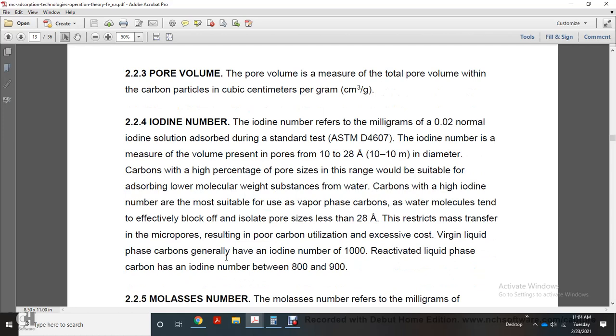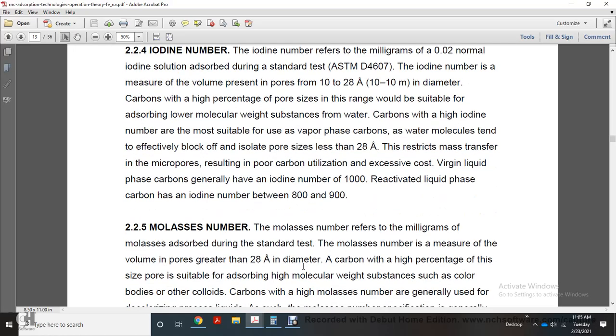In carbon, water molecules tend to effectively block off isolated pores smaller than 28 angstroms. This restricts mass transfer into micropores, resulting in poor carbon utilization and excessive costs. Virgin liquid phase carbons generally have an iodine number of 1,000, and reactivated liquid phase carbon an iodine number between 800 and 900.